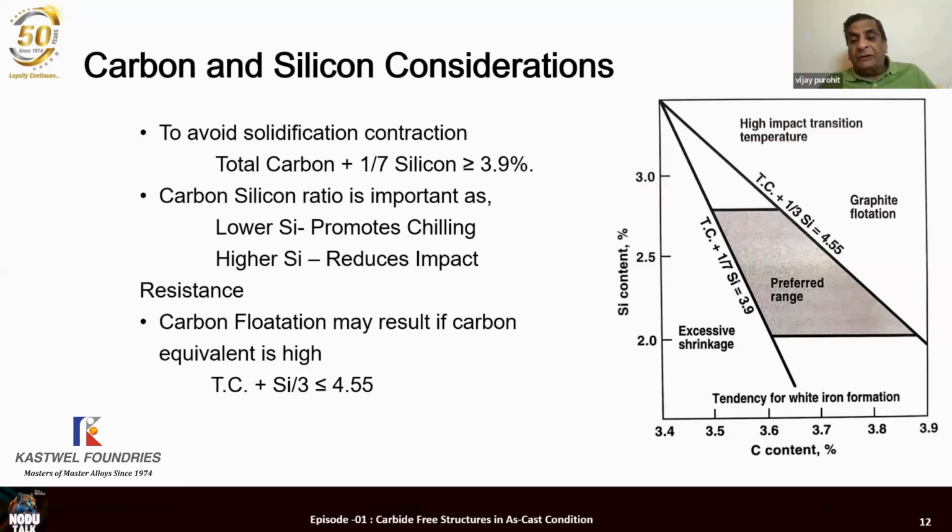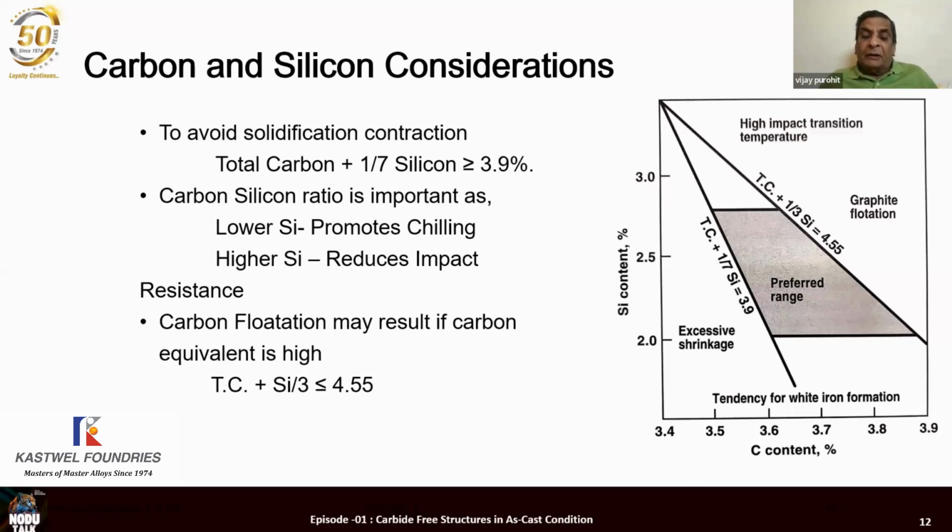And look at the last line on the right hand side. Total carbon plus 1/3 silicon should be equal to 4.55. Now, this is a very average figure taken for castings with wall thicknesses around 1 to 3 inches, 25 millimeters to about 75 millimeters. We will be speaking about other ranges also a little bit, but this is the one figure you must keep in mind.